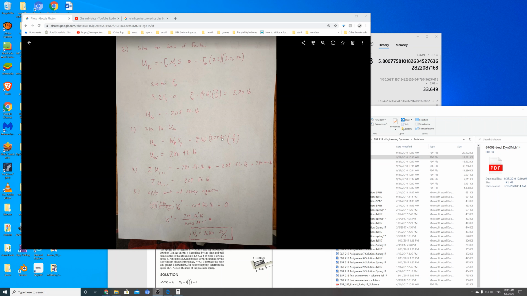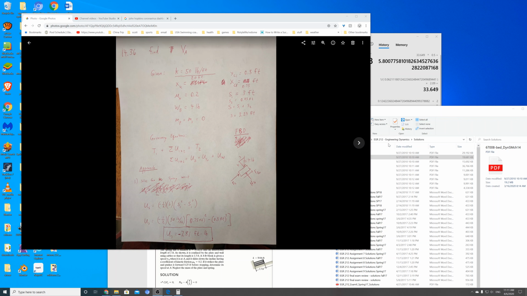And the reason it's 3/5, of course, is because when you go back and look at the free body diagram, what you'll find here is the 3/5 was this part of the triangle. We use a lot of similar triangles to come up with that. Okay.